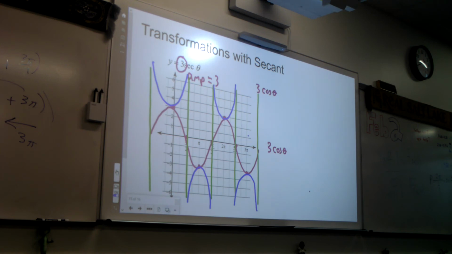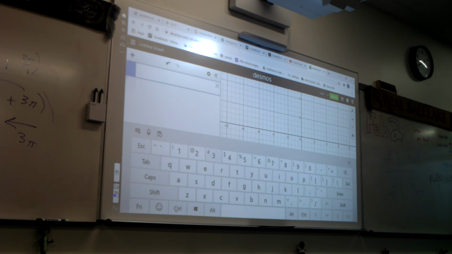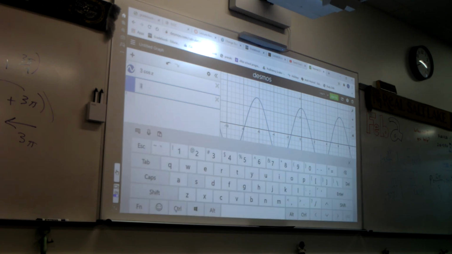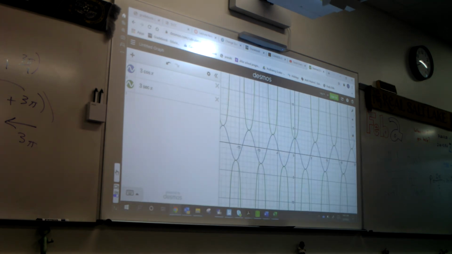Like, no, it's awful. Okay, let me actually just show you what this would look like on Desmos. So if I wanted to do 3 cosine of x, that's what it looks like. It's just got an amplitude of 3. But then let's do 3 secant of x. And let's see what it looks like. There we go. It just stretched out cosine and then added the U's on top. Doesn't that look fun? I think it looks great. Nice and symmetric. Pretty design.